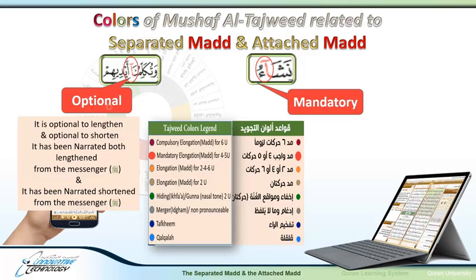Yet it is optional to keep it not lengthened and keep it shortened at 2 units, since both options have been narrated from Rasulullah sallallahu alayhi wasallam, where some recitations, riwayat, recite al-mad al-munfasil, the separated mad, with a lengthening option, similar to that of the attached mad, while other recitations, other riwayat, including riwayat Hafs an Asim, the most famous and widespread riwayah, recite it with a shortening option.